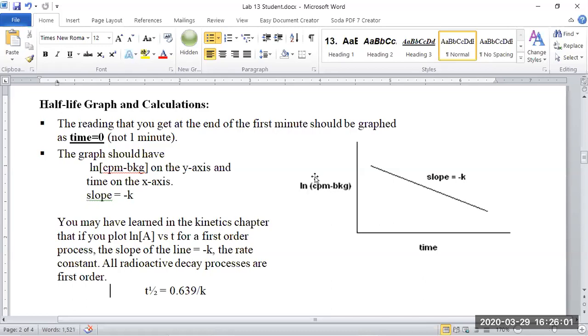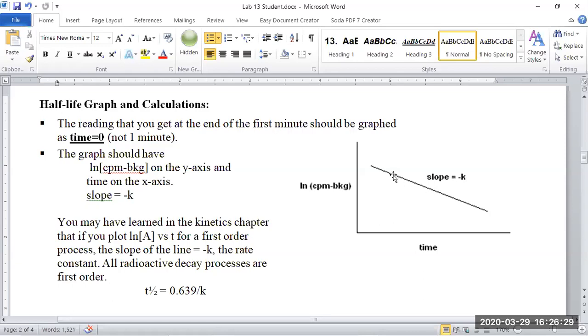And then you'll need to take the natural log of each of those background corrected readings. And those will be the values that you would plot on the y-axis. And then the time, again, starting at zero on the x-axis. If you graph that, you should get some points that are not on a perfect line like is shown here, but that should have a correlation.